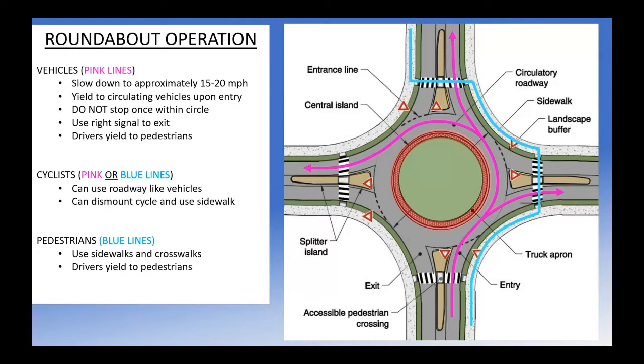Pedestrians, as seen in the blue lines, use the sidewalks and crosswalks and can expect drivers to yield to them. Cyclists may track over either the pink or the blue lines. They can use the roadway like a vehicle, taking the entire lane and following all the rules of the roundabout as if they were a vehicle, or they may dismount and use the sidewalk as if they were a pedestrian.